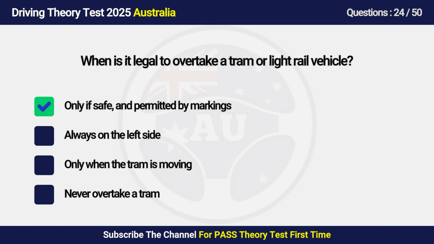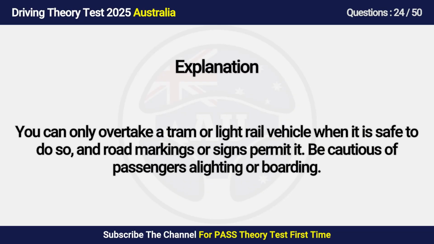Answer is A. Only if safe and permitted by markings. You can only overtake a tram or light rail vehicle when it is safe to do so, and road markings or signs permit it. Be cautious of passengers alighting or boarding.